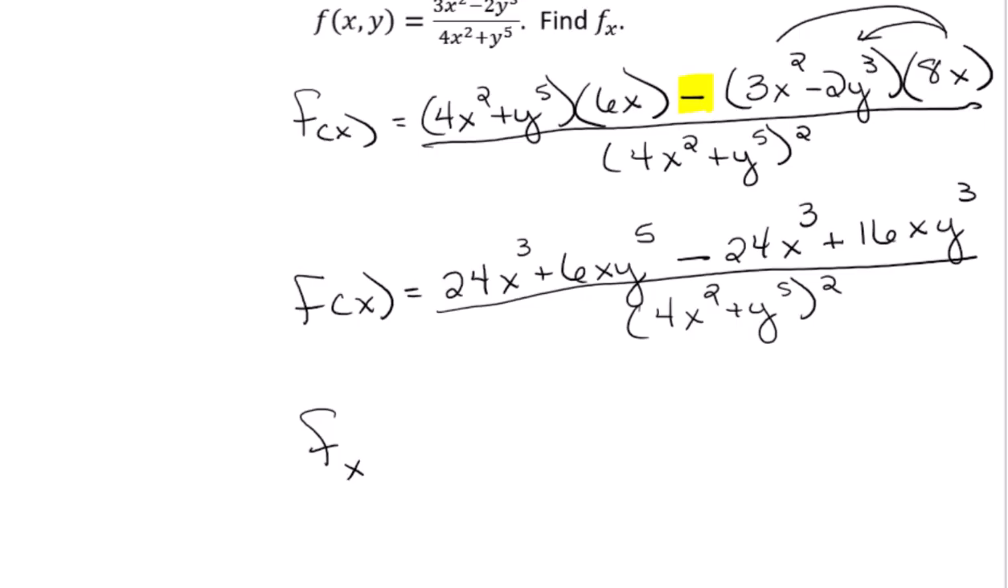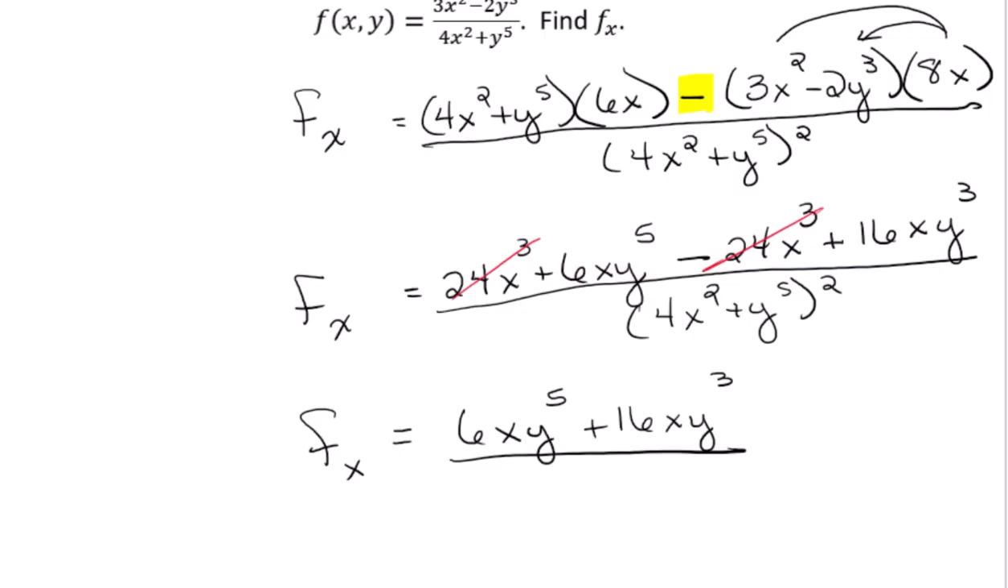I realized I am writing all of these as if it's a function and not a partial derivative. That was a little misleading there. We combine like terms. We end up with a numerator of 6xy to the fifth plus 16xy cubed divided by 4x squared plus y to the fifth quantity squared.